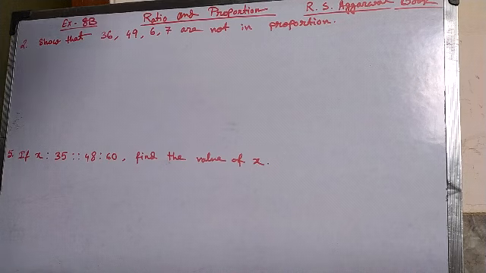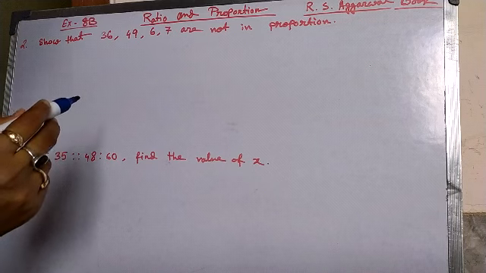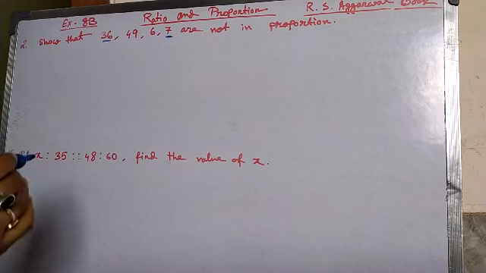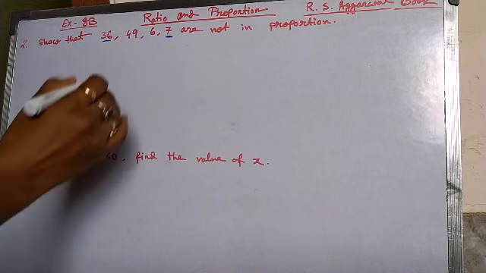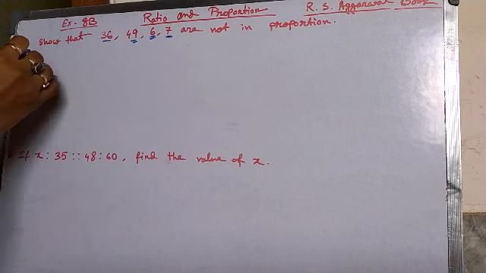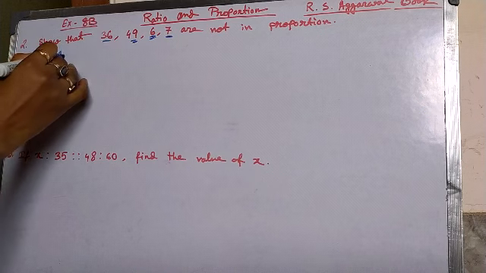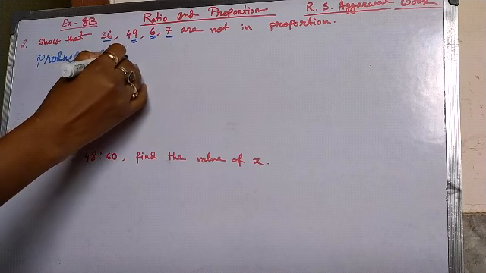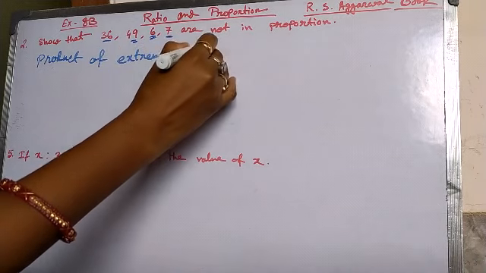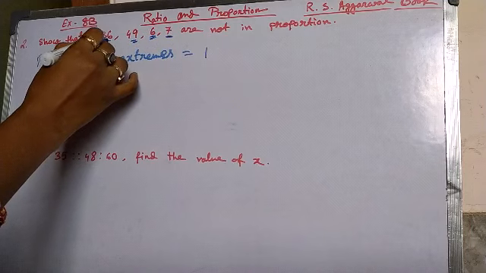I discussed in the previous video how we will find out whether four numbers are in proportion. Here these are called extremes and these are called means. So one formula is there: product of extremes equal to product of means. We have to find the extremes, that means 36 and 7.